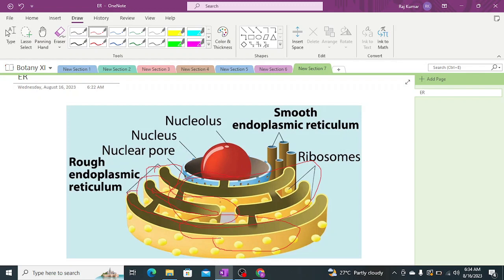The cis face extends from the nuclear membrane, whereas the trans face extends towards the plasma membrane. And this whole structure collectively extends from the nucleus to the cytoplasm.